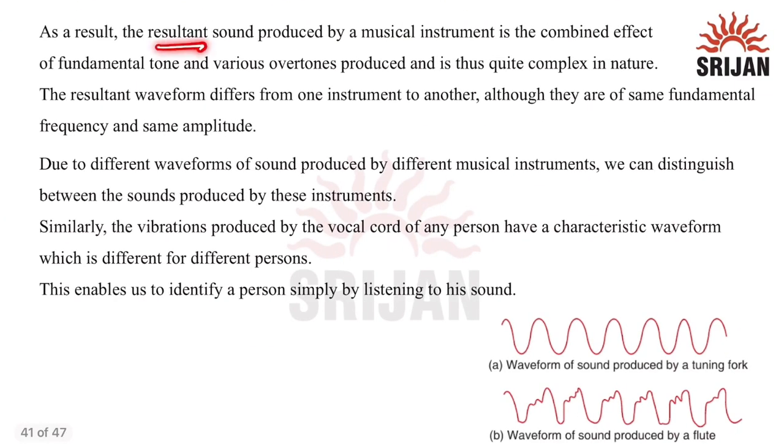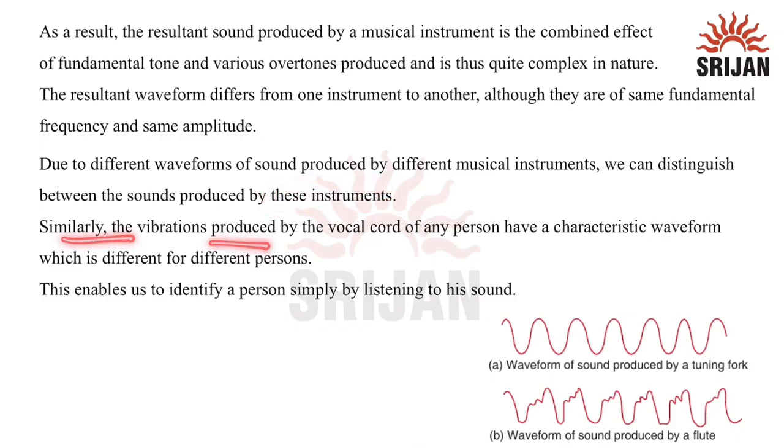So, as a result, the resultant sound produced by a musical instrument is a combined effect of fundamental tone and various overtones produced and is thus quite complex in nature. Now, the resultant waveform differs from one instrument to the other, although they are of same fundamental frequency and same amplitude. Now, due to the different waveforms of a sound produced by different musical instruments, we can distinguish between the sound produced by these instruments.